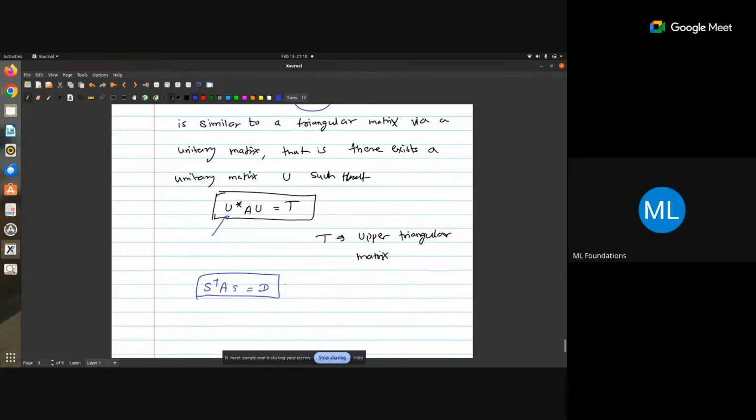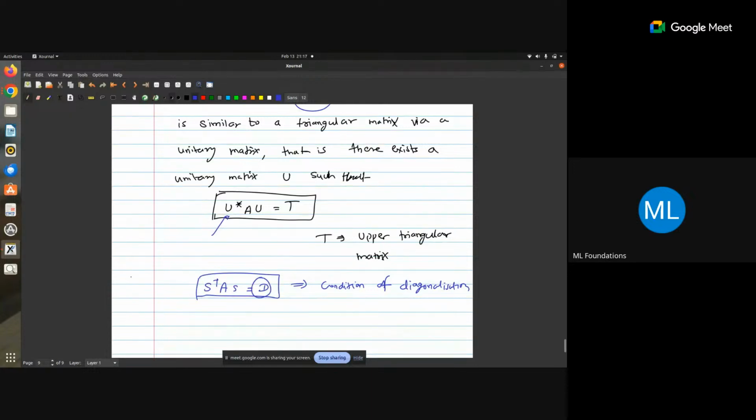S is a matrix with linearly independent eigenvectors of A. This is the condition of diagonalization. You have to find the set of independent eigenvectors. If you don't have that set of independent eigenvectors, you will not be able to find that diagonal matrix, right?